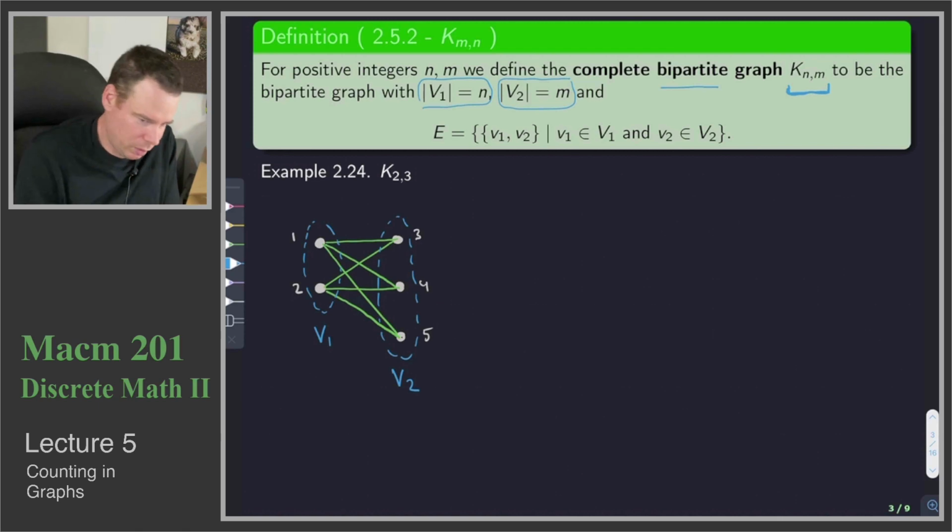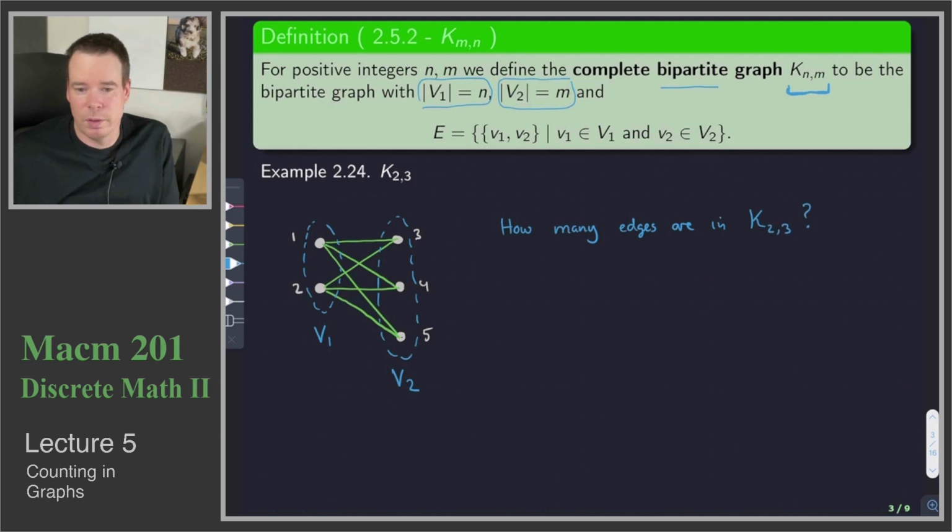Now we could follow up with the question, how many edges are in K2,3? Of course, since we've drawn the graph, we can just go ahead and count them. But maybe there's another way we can think of counting the number of edges without actually physically going to the diagram and counting them off.